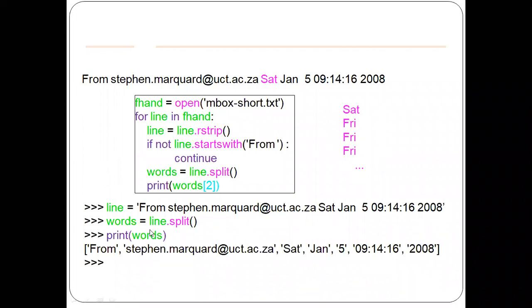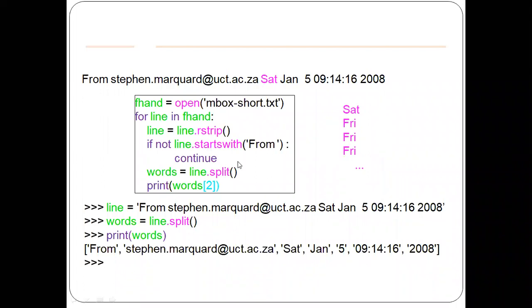So what you do is words equals line dot split. What is the output here? 'From' is one word, the email address is another word, 'Sat' is the third word, 'Jan' is the fourth word, '5', '09', '14' and '16', and the last is the year 2018. So that is what the output appears as, right? The whole idea is to split the entire string into multiple words.